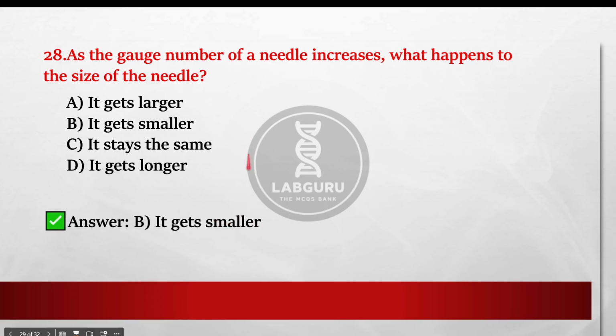If your needle gauge is increasing, it means the size will decrease. If your gauge number is decreasing, then your size will increase. It will be indirectly proportional.